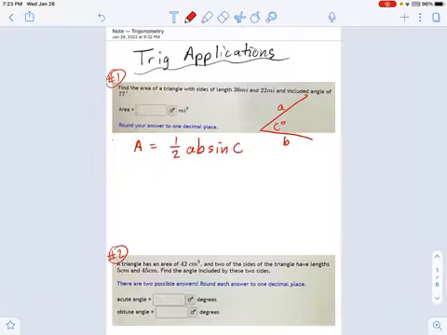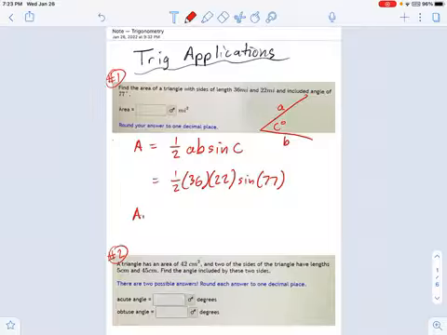Okay, so let's just plug in the numbers here and see what we get. In this problem, it is 1/2 times 36 miles times 22 miles times the sine of 77 degrees. Make sure your calculator is in degrees, otherwise this is getting all messed up. 1/2 times 36 times 22 times sine of 77, and I get area equals 385.85.